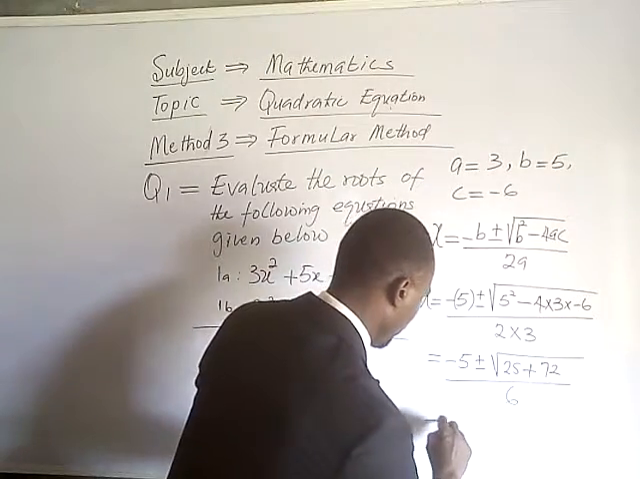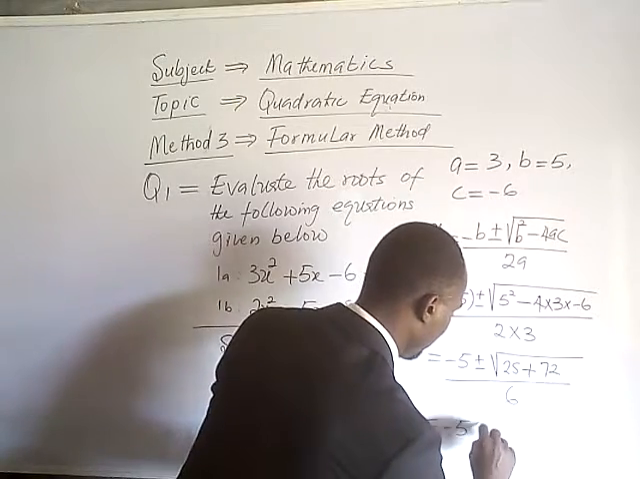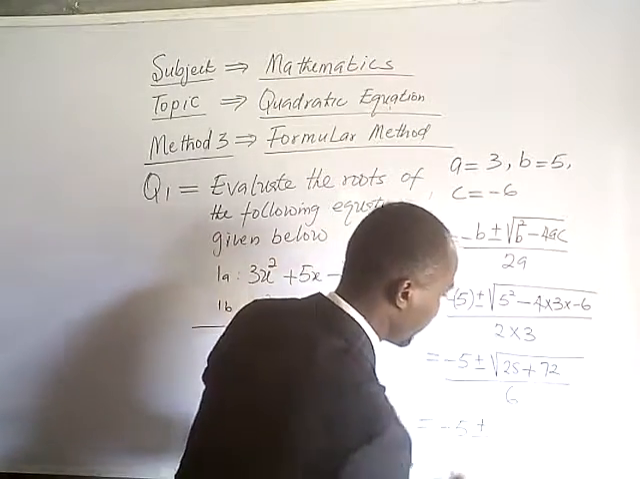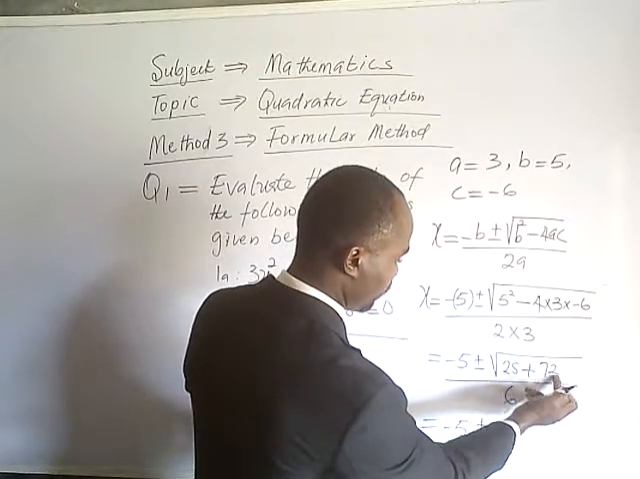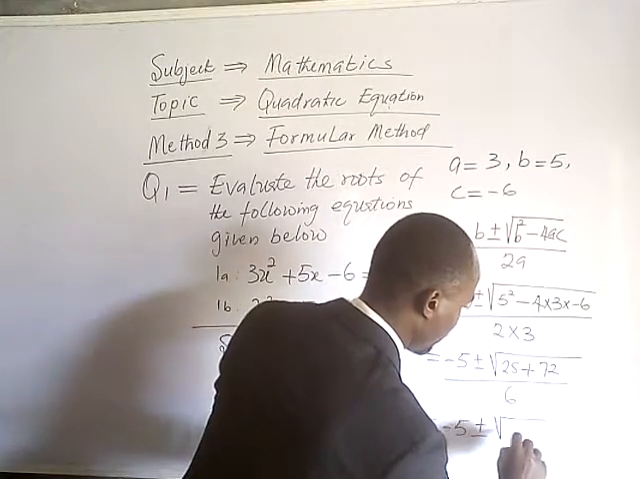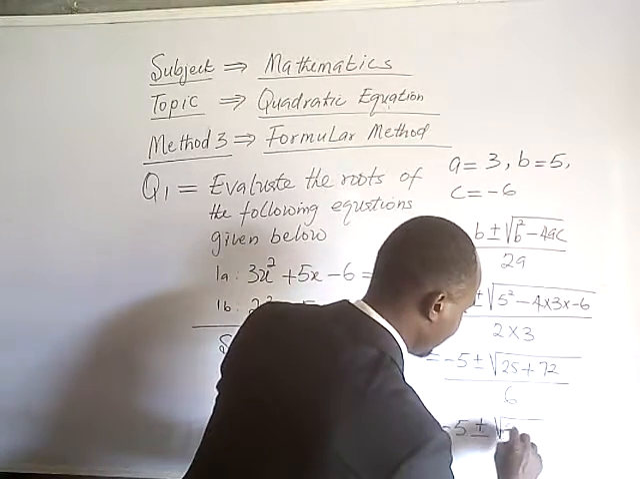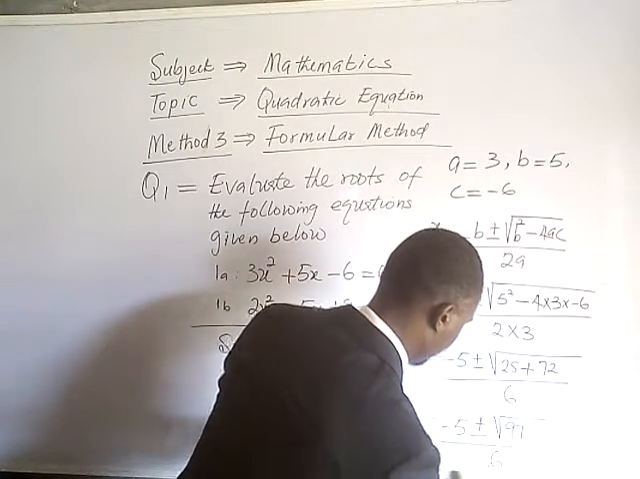So we have minus 5 plus or minus root, 25 plus 72 will give us what? This is 9, this is 7. 2 plus 5 is 7, and then 9. Correct? So we have 97. That is root 97, all over 6.